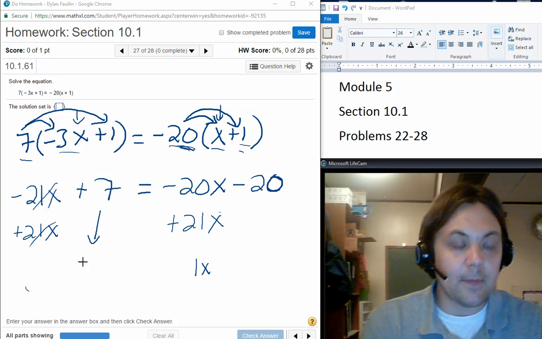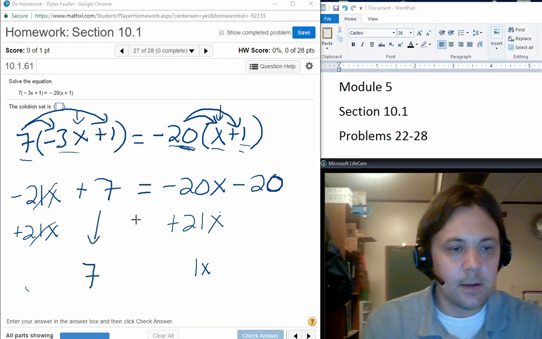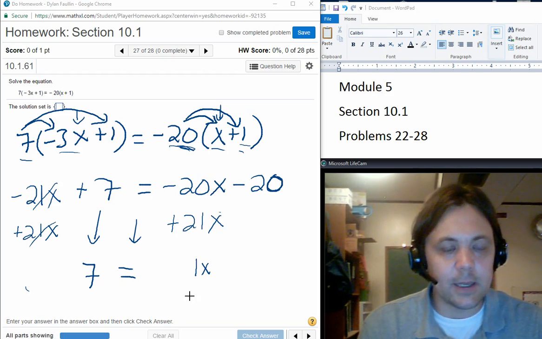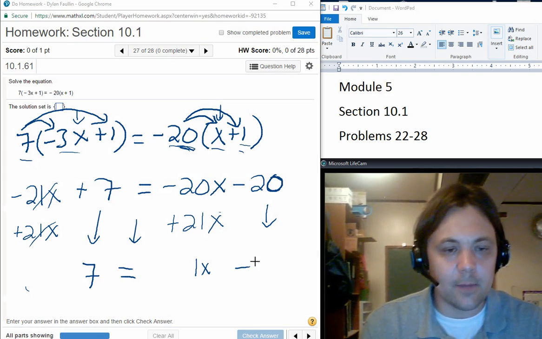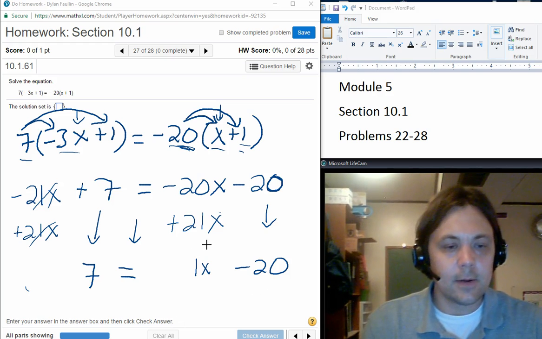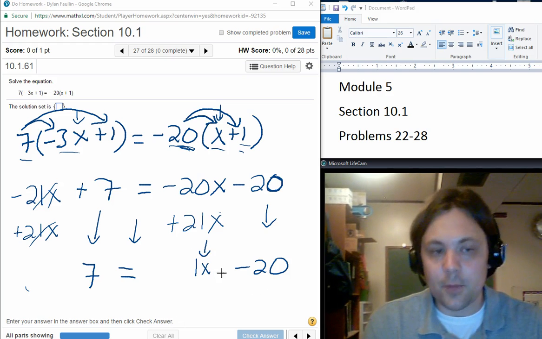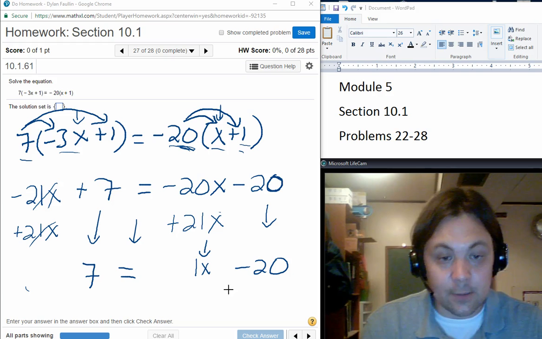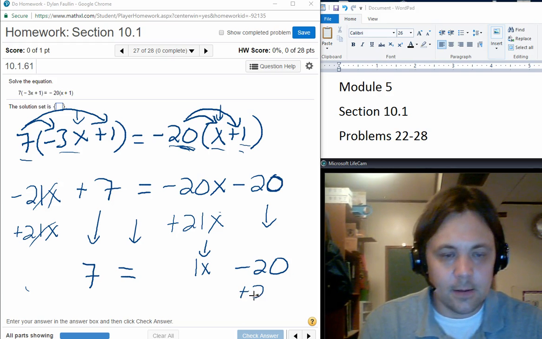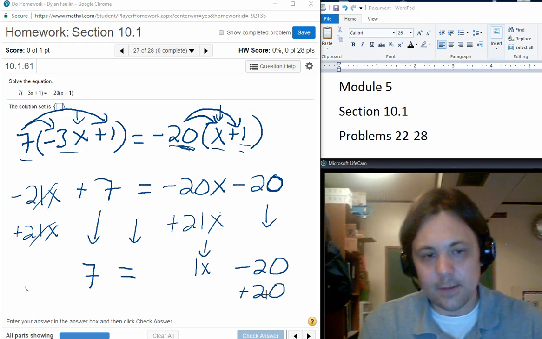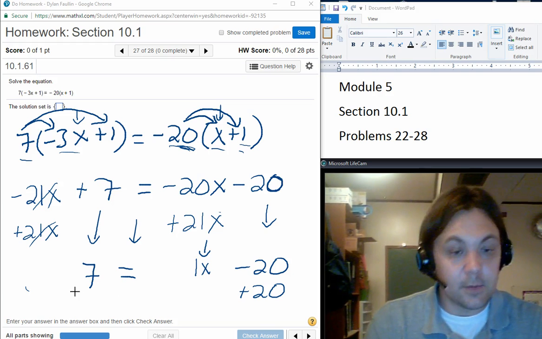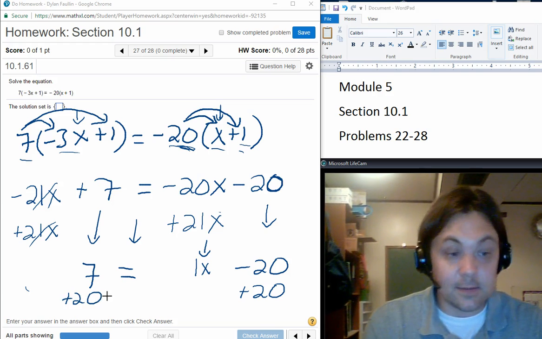So I'll copy down the positive 7. Copy down the equals 2. We already combined these together. We get 1x from that. And then I'll copy down the minus 20. All right, now I want to get this x by itself on the right-hand side. To do that, I need to get rid of the minus 20. To get rid of the minus 20, I'll add 20. That'll cancel out the minus 20. If I do that to the right-hand side, got to do the same thing to the left-hand side.